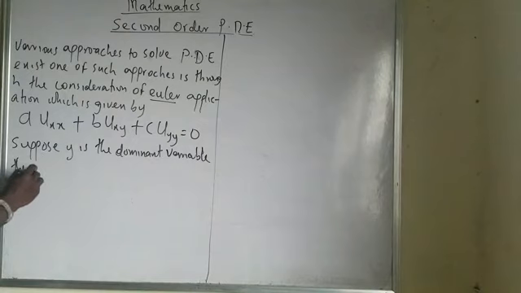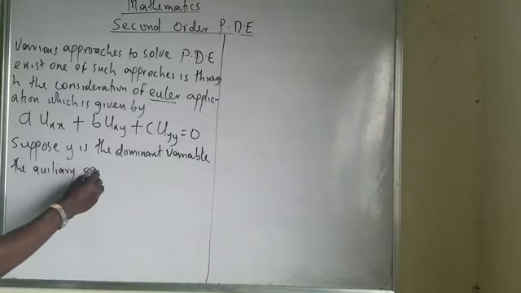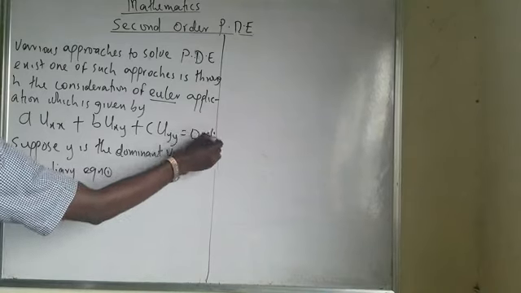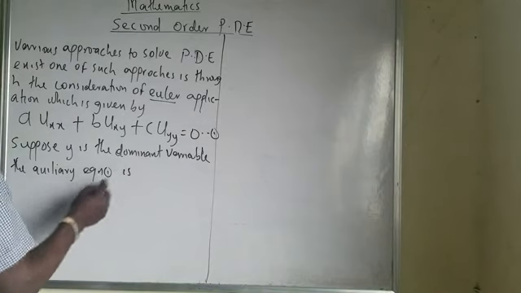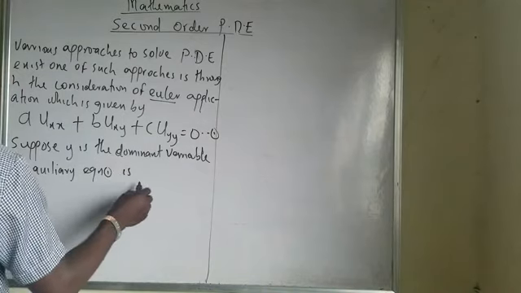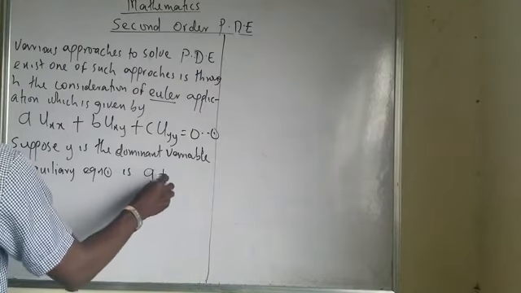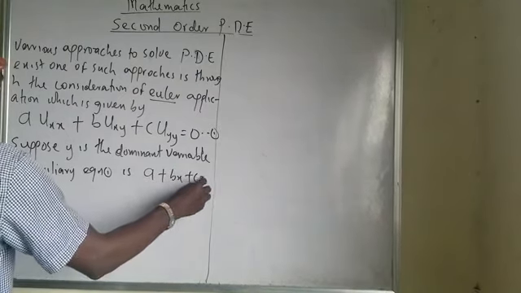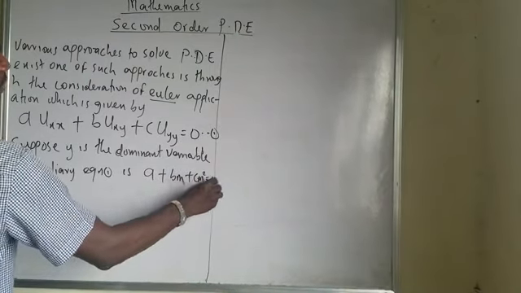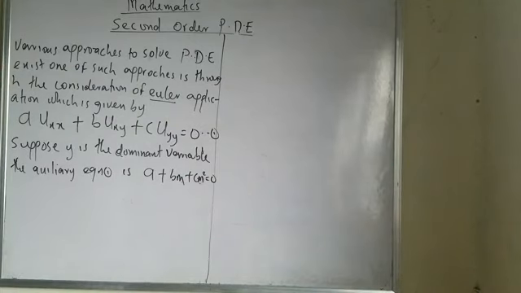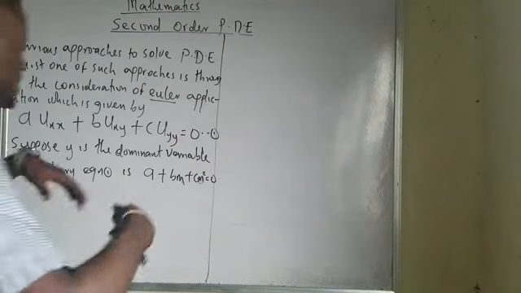The auxiliary equation, which is called equation 1, is, if y is dominant, a plus b of s plus c of m squared equals to 0. That is what I mean. Now it means my y is the dominant variable.